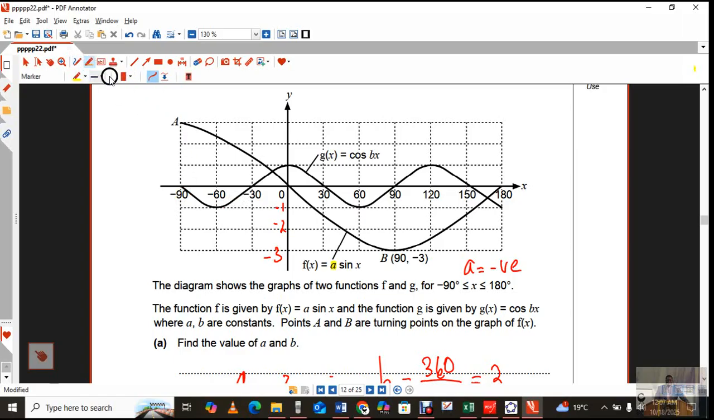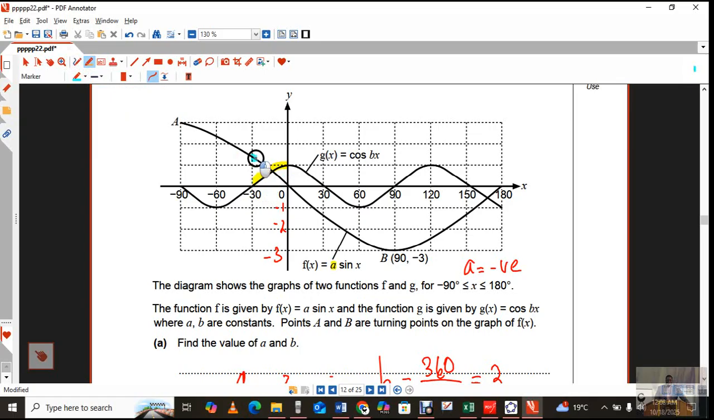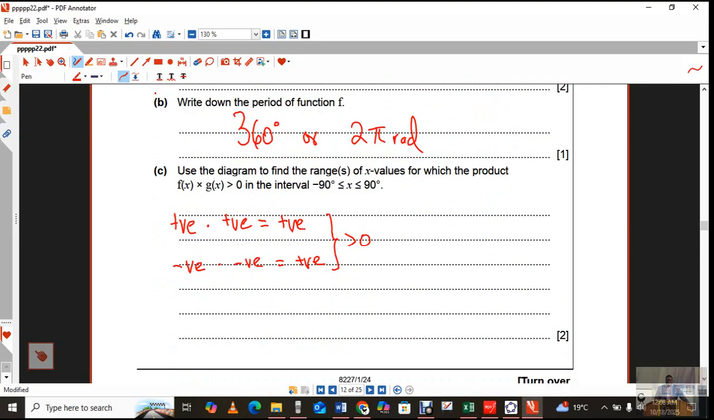If you look here, this graph here is above the x-axis over there. At the same time, this graph is also above the x-axis. So that is one condition. Both of them are above the x-axis between -30 and 0. So that is one range. So I'm just going to write that one range down. So one is going to be from -30 degrees to 0 degrees.